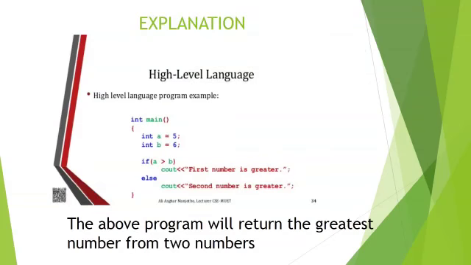There is an example of a high-level language program. This program returns the greatest number of two numbers. As you can see, there are some English words which the computer doesn't understand. So we need to convert it first with a compiler or interpreter translator program. Then the computer can generate output of this program.